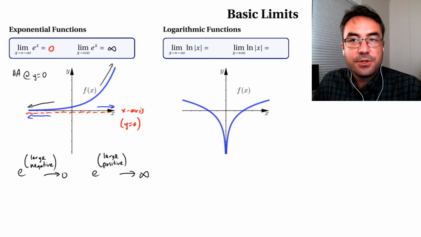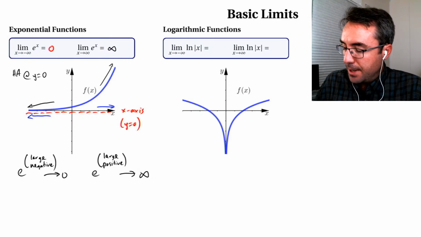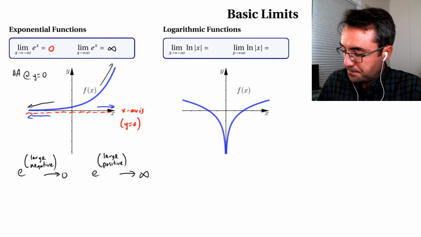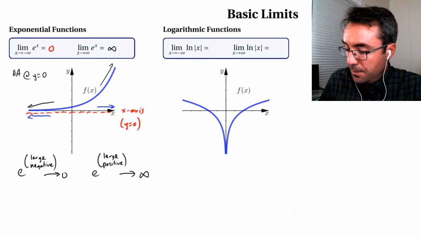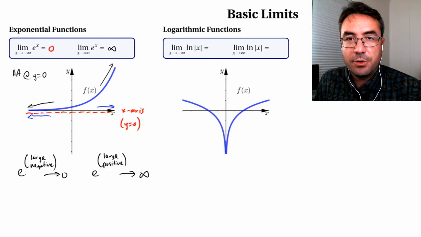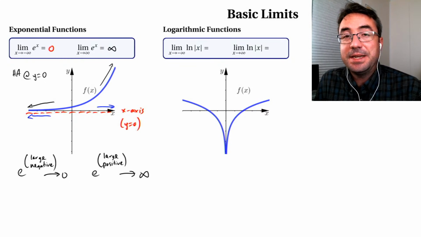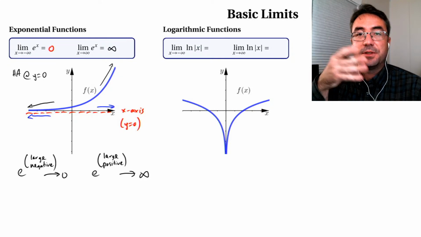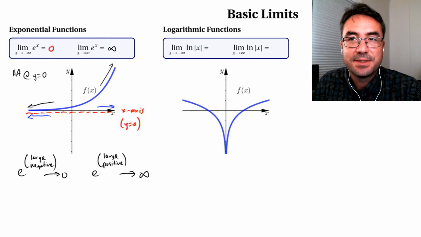Well, exponential functions are related in some way to log functions. And so let's see what happens with log functions on the two ends. So let's look at natural log of absolute value x. I put the absolute value there just because if we didn't have the absolute value, natural log would be undefined for negative numbers. And so the left limit wouldn't make any sense.